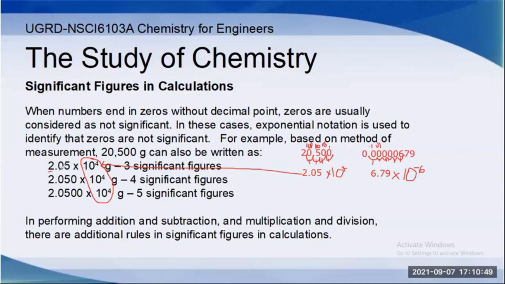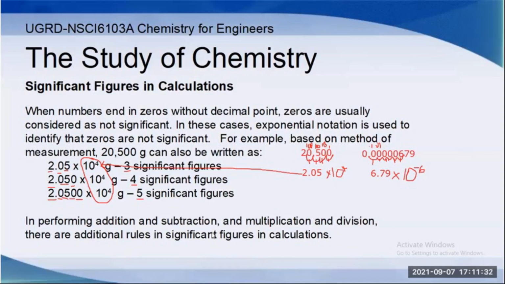In this case, we have 2.05, with a 0 in between, so 3 significant figures. 2.050: the 0 at the end of a number with a decimal is significant, so we have 4. 2.0500: in between, and at the end with a decimal, so 5. So that's it for our scientific notation. I hope there are questions.